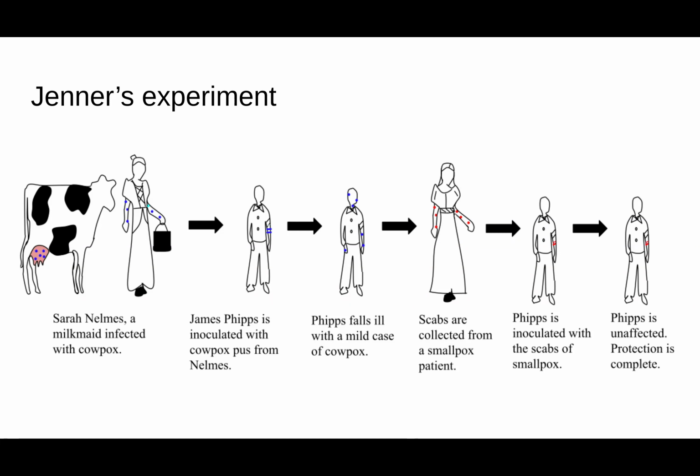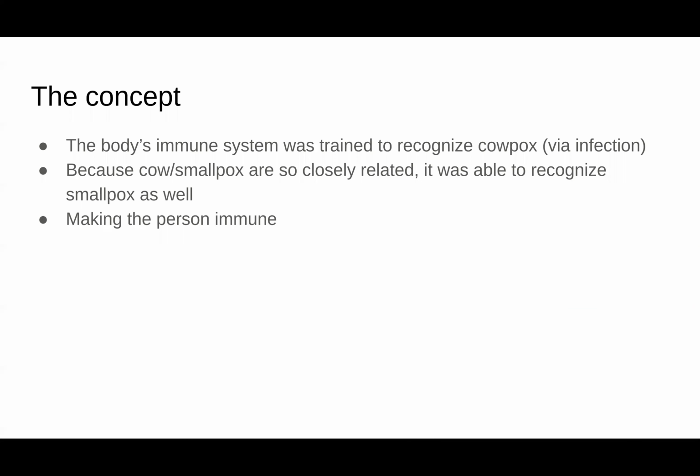And this flow of information should sound like a vaccine, right? If I get the measles vaccine, then if I'm exposed to measles, I should not get measles. I hope this workflow is clear, because this is what vaccination looks like. The idea here is the body's immune system was trained to recognize cowpox because the boy got cowpox. And because cowpox and smallpox are so closely related, with very similar traits, it was able to recognize smallpox and got rid of the smallpox infection. It made the person immune.